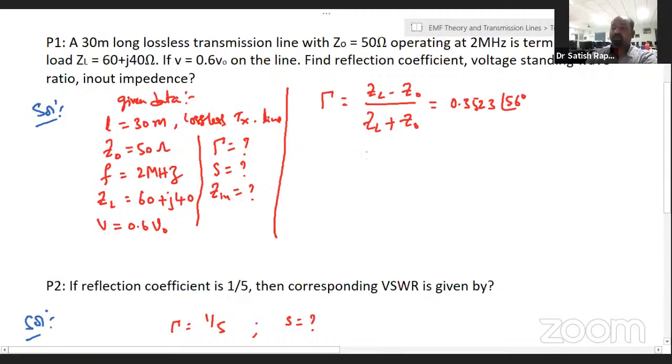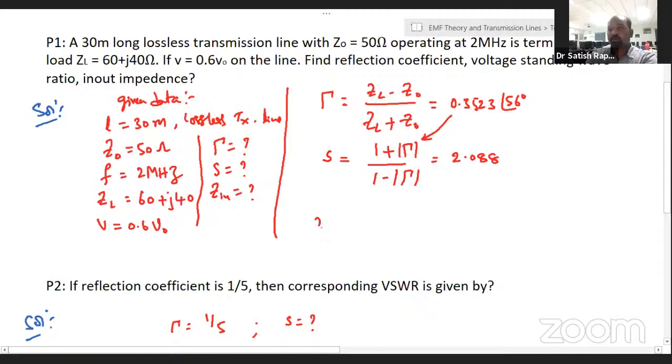At what angle is it reflected. Similarly, the voltage standing wave ratio. If we know the reflection coefficient, we can determine the standing wave ratio, because we know the relationship: 1 plus capital gamma divided by 1 minus capital gamma. Substitute the reflection coefficient in this formula and simplify, and you'll get the voltage standing wave ratio.